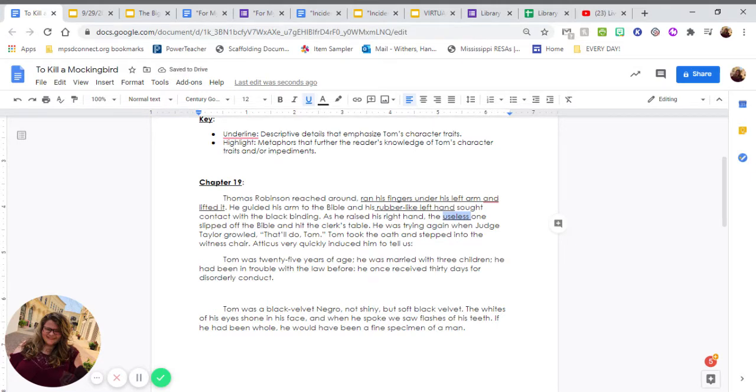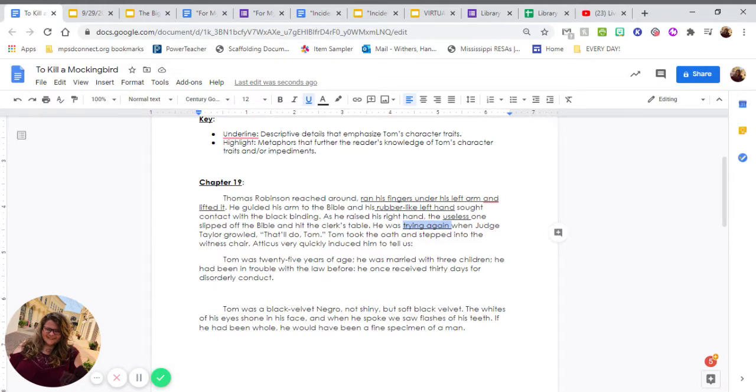One slipped off the Bible and hit the clerk's table. He was trying again. I think that's meaningful too. He was going to try. He was going to try to put his hand on the Bible. When Judge Taylor growled, "That'll do, Tom," Tom took the oath and stepped into the witness chair.